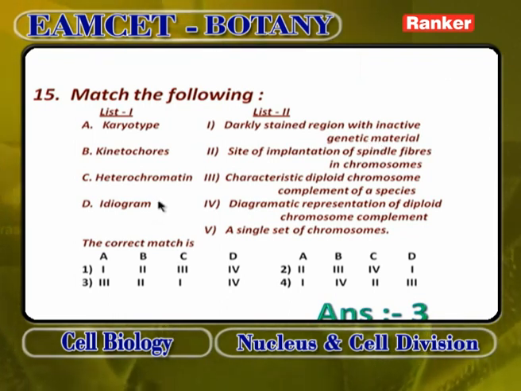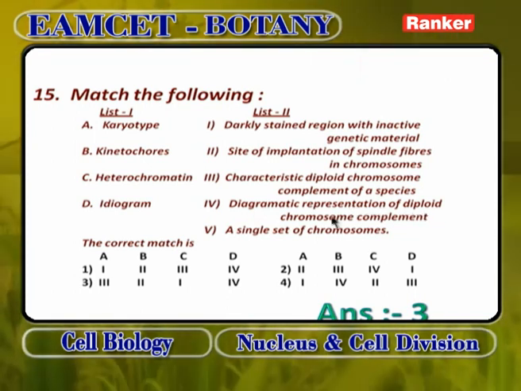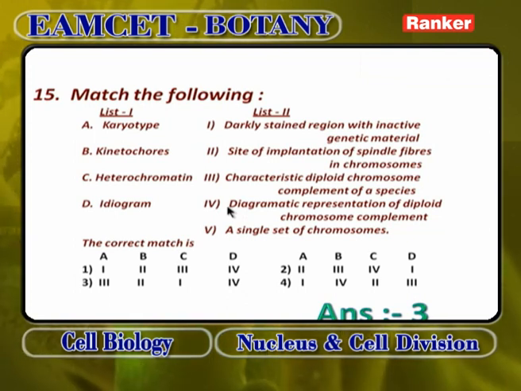Ideogram is 4, the diagrammatic representation of the diploid chromosome complement, that means the diagrammatic representation of the karyotype. A single set of chromosomes is called genome, which is not given in list 1. So karyotype is the characteristic diploid chromosome complement of a species. Kinetochore is the site of implantation of spindle fibers in chromosomes. Heterochromatin is a darkly stained region with inactive genetic material. Ideogram is the diagrammatic representation of the diploid chromosome complement. Answer is A3, B2, C1, D4. This is that matching.